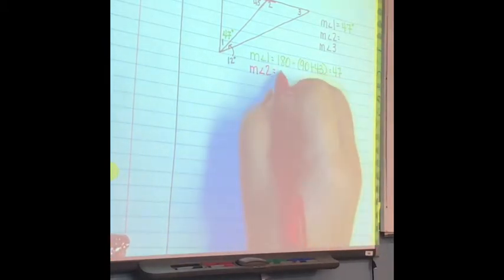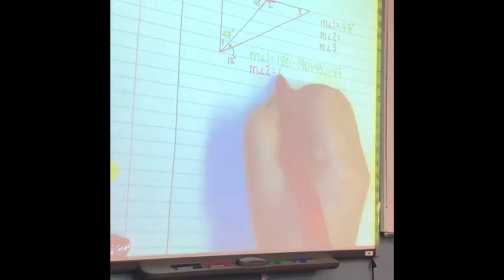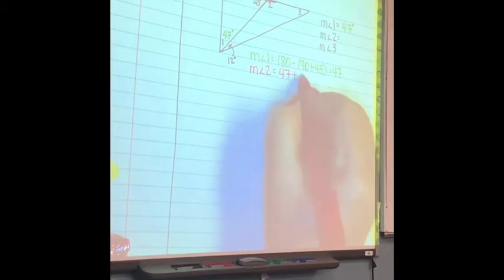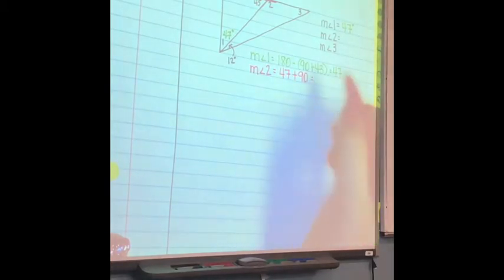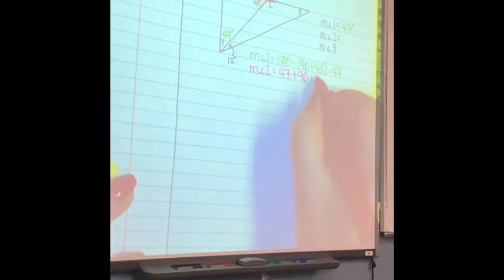There's 2 angles. So measure of angle 2 would be which ones? The non-adjacent ones. Oh, so 1 and 90. That would be 47 and 90. And 47 and 90 make 137. All right, Colin, no more answering.